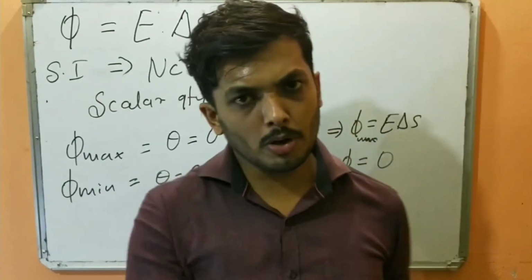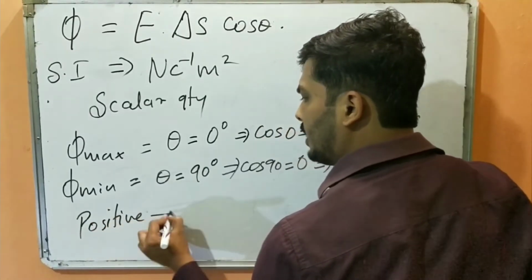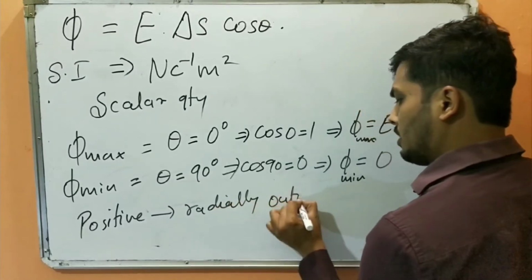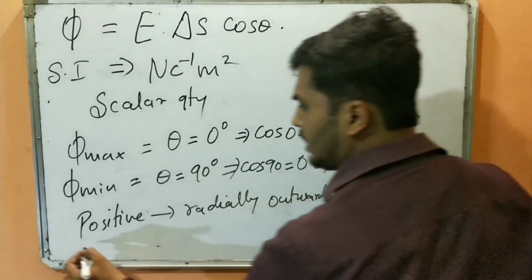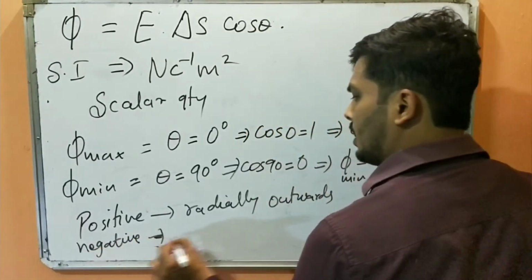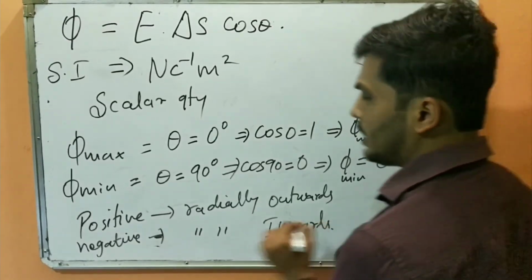Flux is said to be positive if electric field lines are radially outwards. And flux is said to be negative if electric field lines are radially inwards. So this much you have to remember regarding the flux.